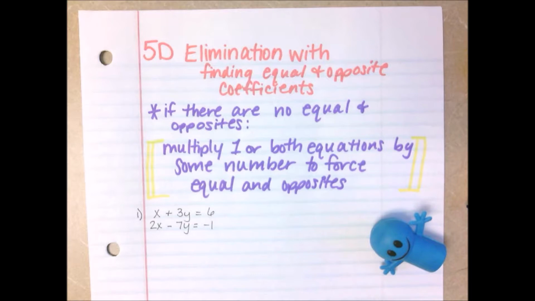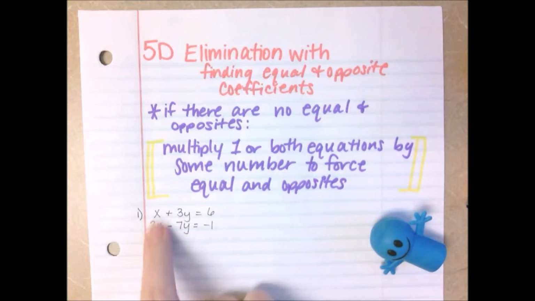Today we are looking at Section 5D, which is continuing with elimination when we have to find equal and opposite coefficients. The main premise for today is if there are no equal and opposite coefficients in the original problems, you are going to multiply one or both equations by some number to force equal and opposites. What this looks like is, take a look at example 1.